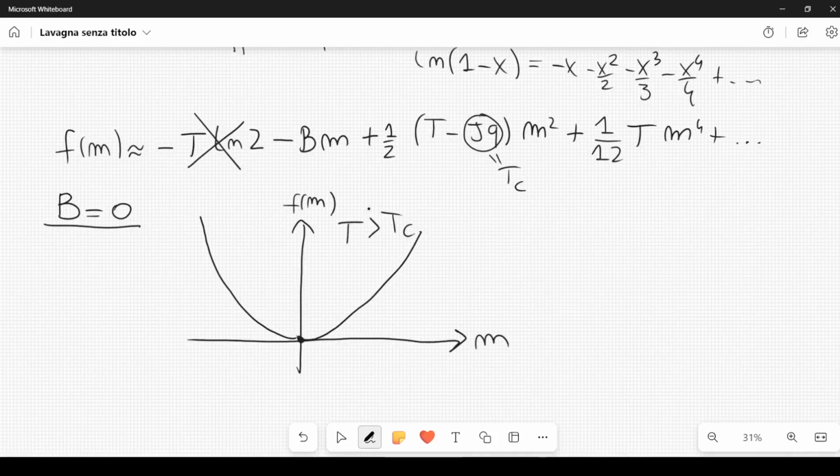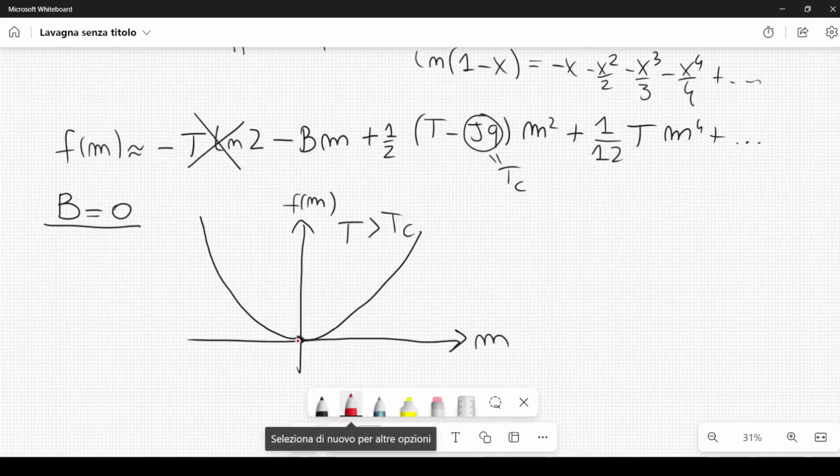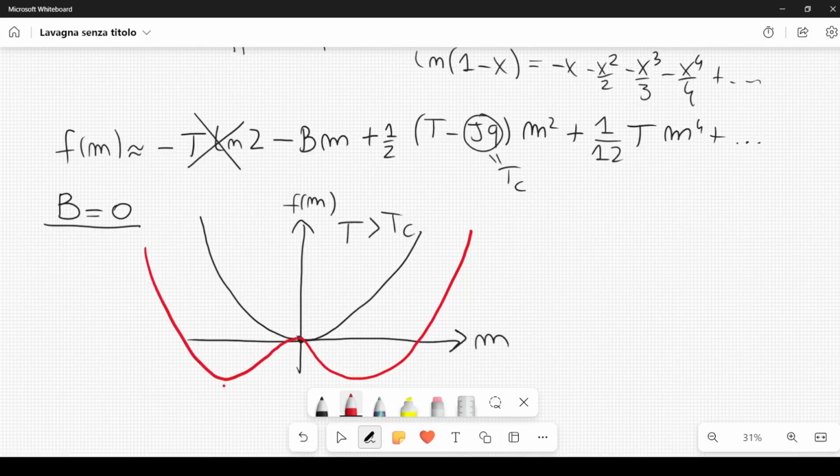Then what happens if we decrease this temperature and it will be less than Tc? So let me sketch it in red. What happens is that actually the function f of m will have two minima. One positive minimum and a negative minimum. And they are perfectly symmetric if b is equal to 0.